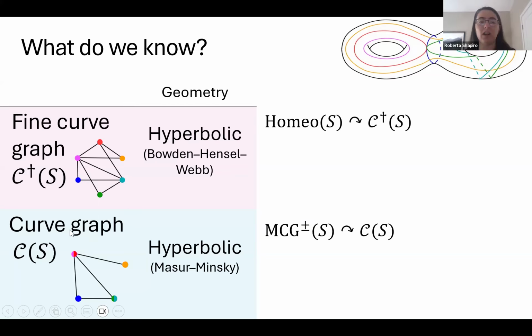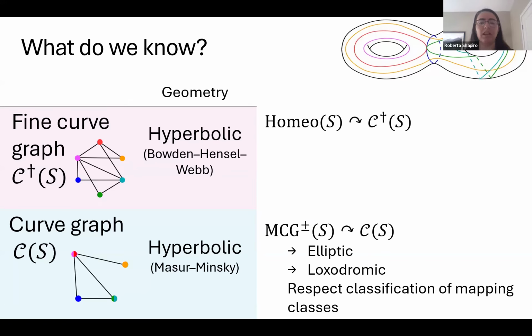Okay. On the side of the curve graph, though, we have that the extended mapping class group, which is the group of homeomorphisms up to isotopy or up to homotopy, acts on the curve graph for very similar reasons. So we have these two groups that, generally speaking, topologists are very interested in. And we want to know, how do these groups act on these hyperbolic spaces?